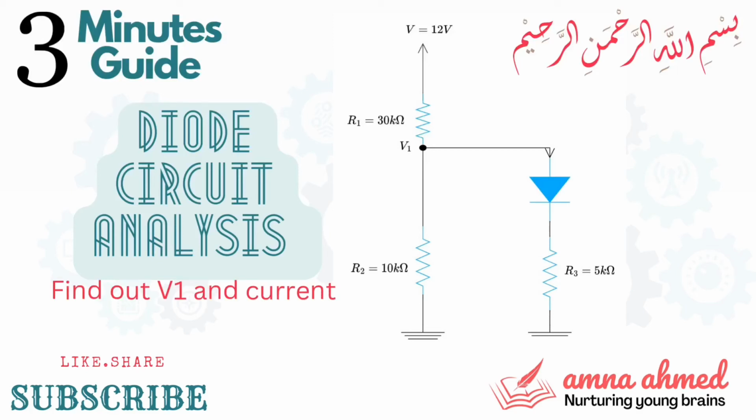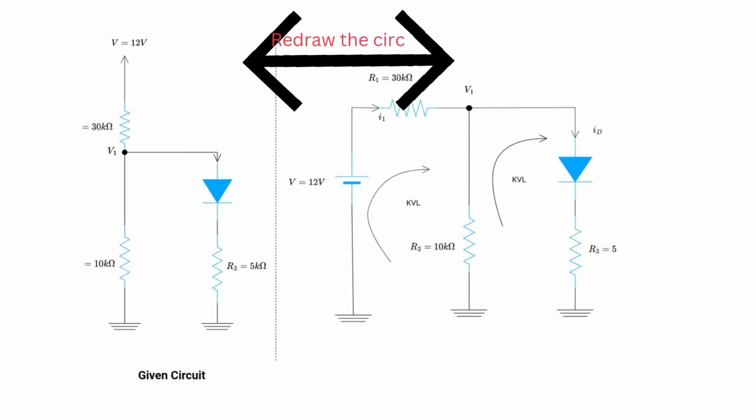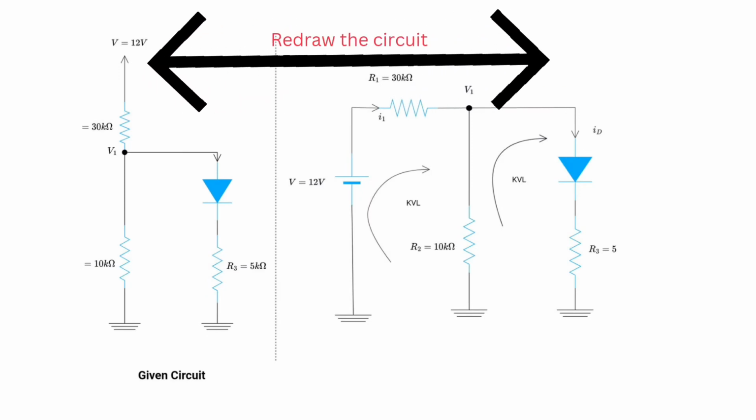Bismillahirrahmanirrahim. In this video, I am going to solve the given circuit. This is a simple diode circuit, and we are going to calculate V1 and the current flowing through the diode.